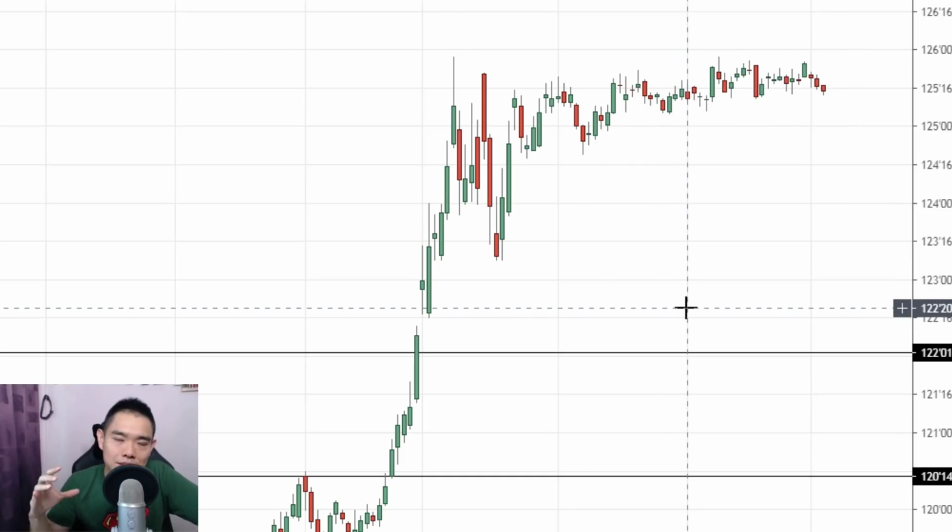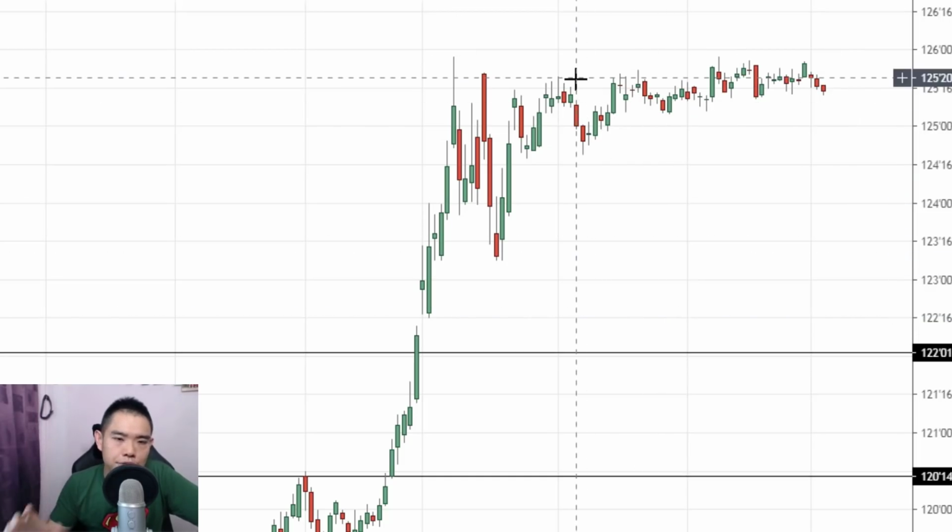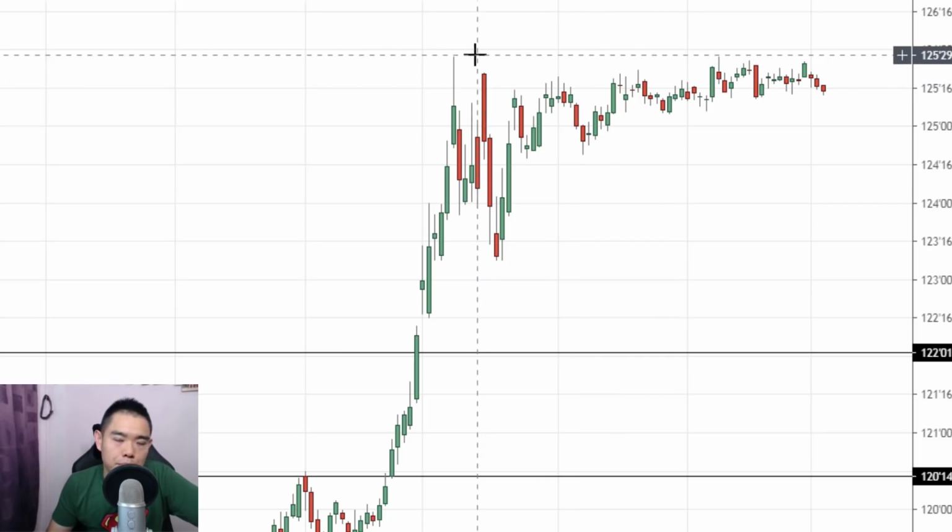So basically, it's all about probabilities. So the first setup is very straightforward: buying the break of this high.